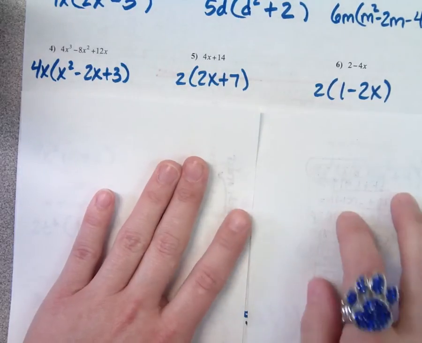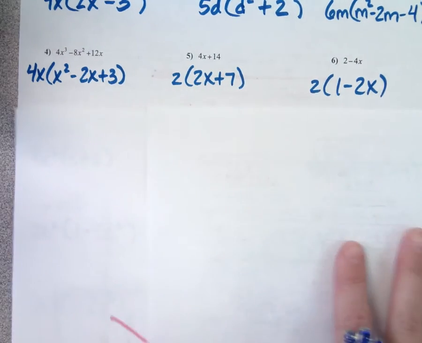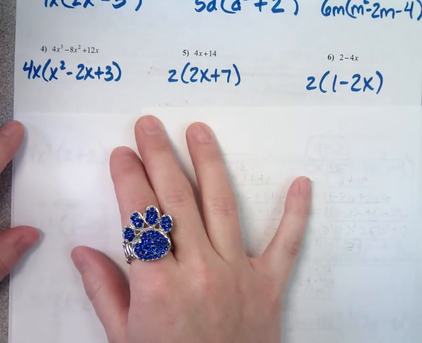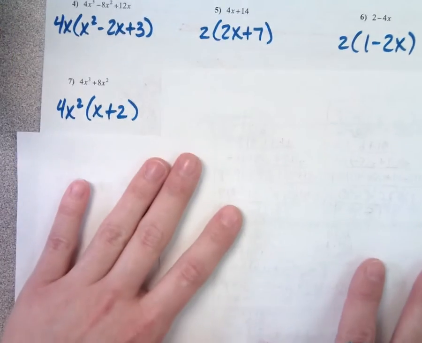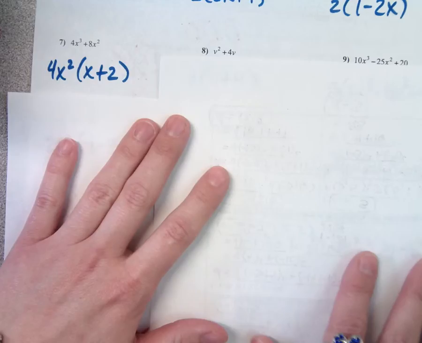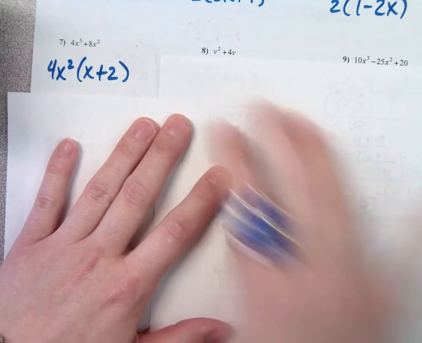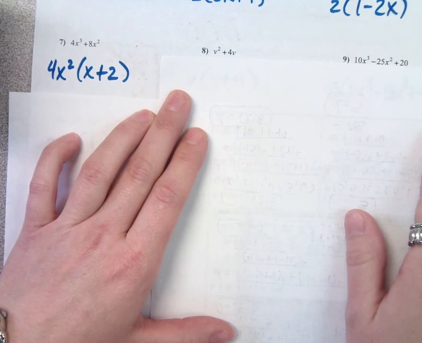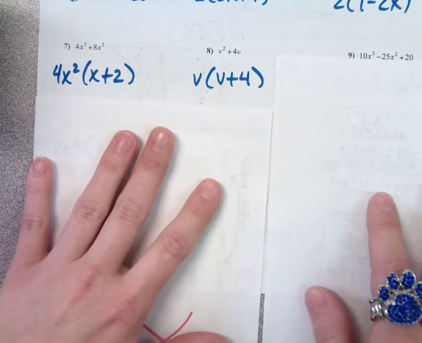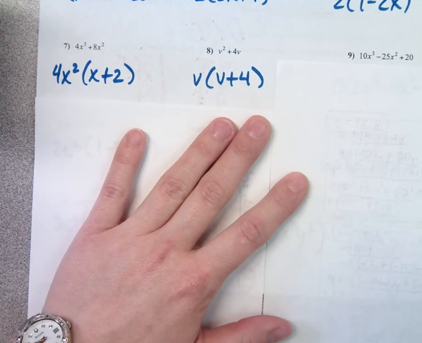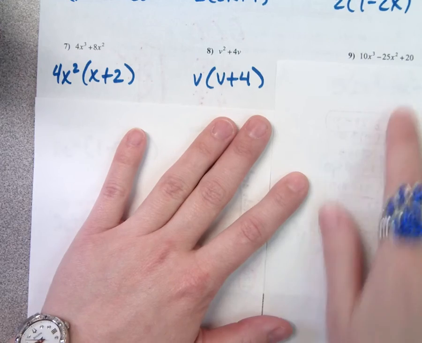You can get something. Okay, next one, Emily S., number 7. 4x squared parentheses x plus 2. Beautiful, that's it. 4x squared, parenthesis, x plus 2. Very nice. You can come on up, you can get something. Emily Gray, number 8. 1v parentheses v plus 4. That's it. 1v, or just a v, parentheses, v plus 4. You can come on up if you want something. Heather, number 9.